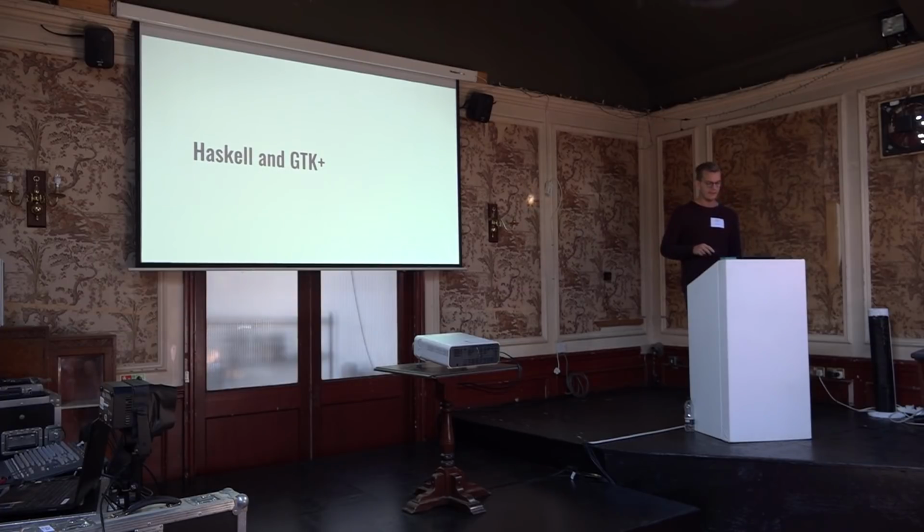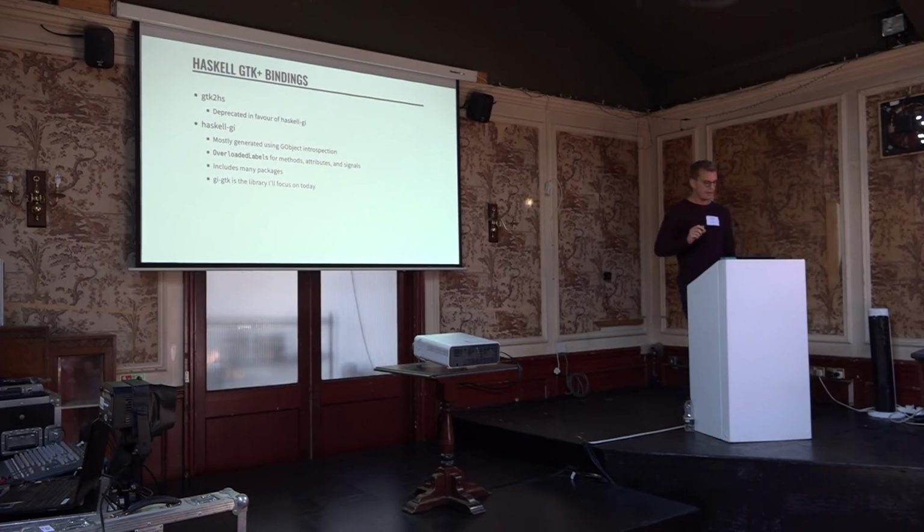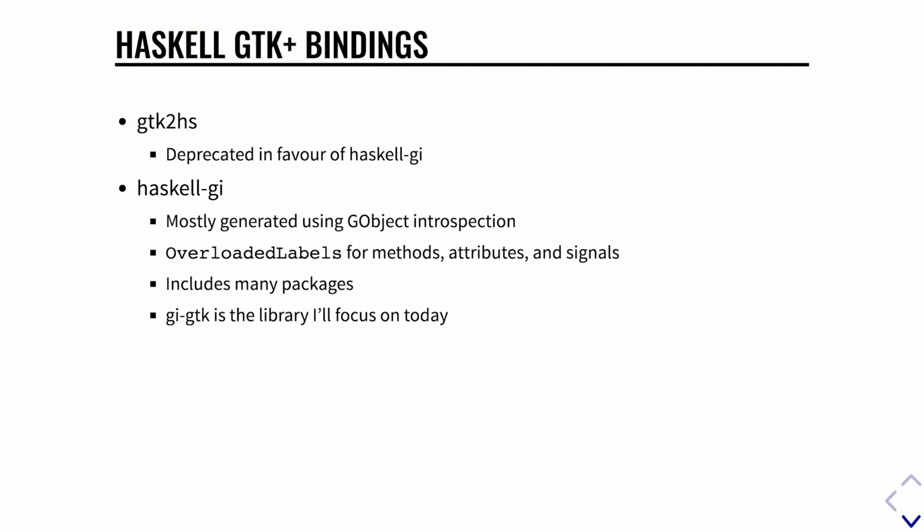So, Haskell and GTK. There's an older binding called GTK2HS, and I think this has been deprecated in favor of the next one, which is called Haskell GI. This is mostly generated from those G-object introspection metadata files. Those files contain all the objects that are available, all the classes, all their methods and properties and signals and so on.